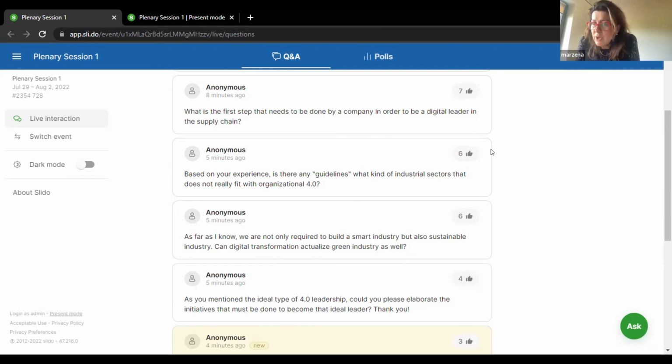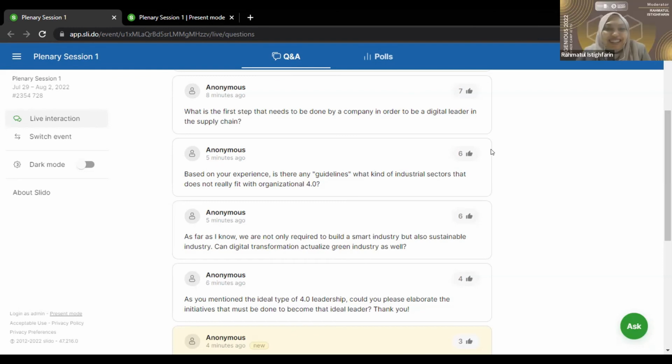So I really don't know if there is any sector which can survive without this new technology. I'm not sure if I answer your question, but I think all sectors will have to transform themselves. Okay, I think so too.